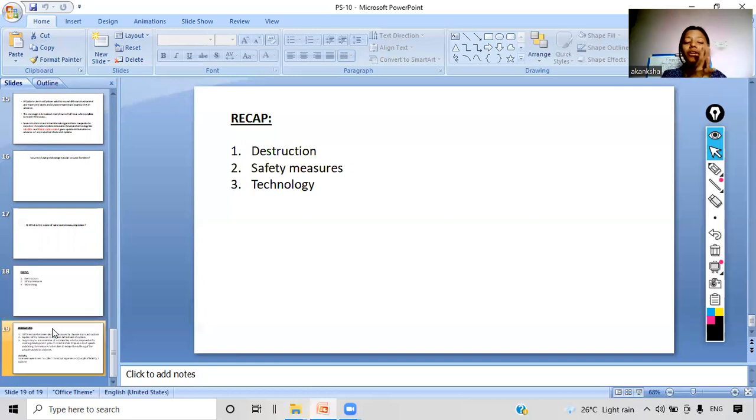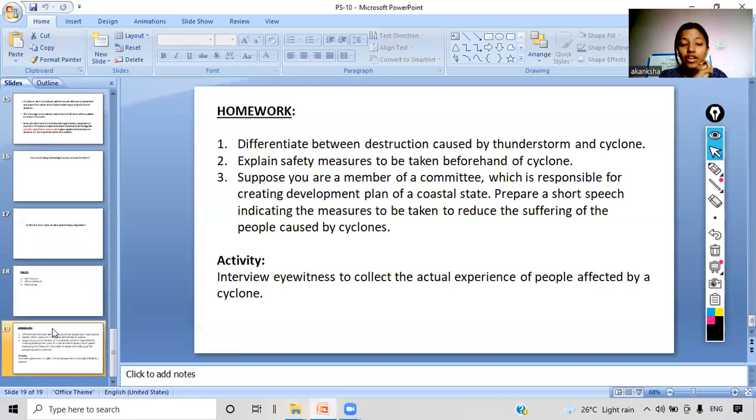Coming on to the homework. There are these three questions that you have to do in your notebooks, and then there is an activity. What you have to do is interview eyewitnesses to collect the actual experiences of people affected by a cyclone. After you do this homework, tomorrow I will check your homework, right?